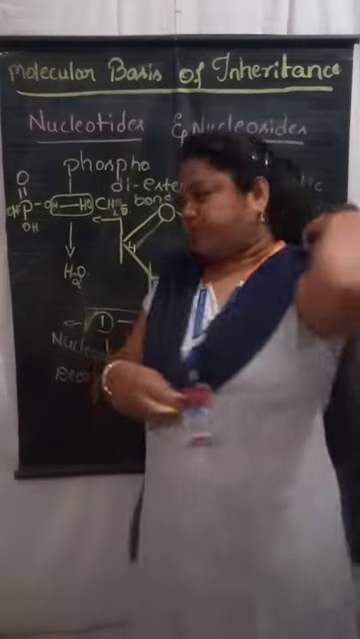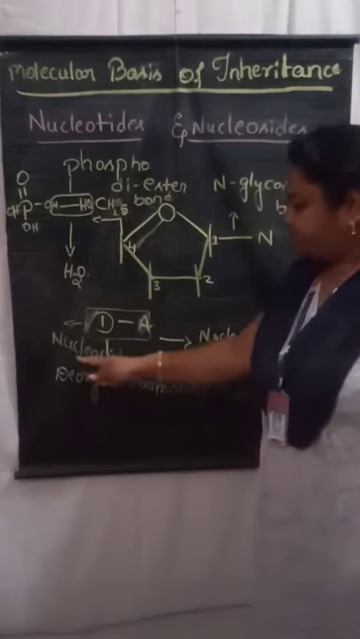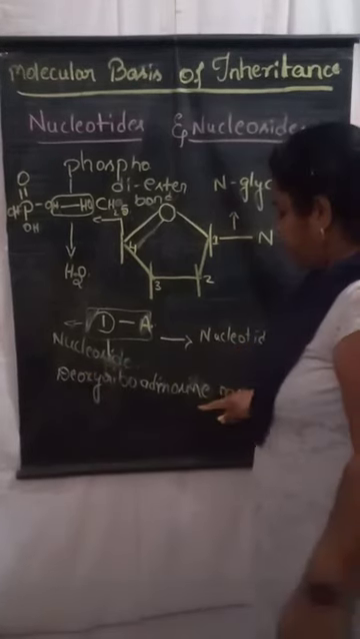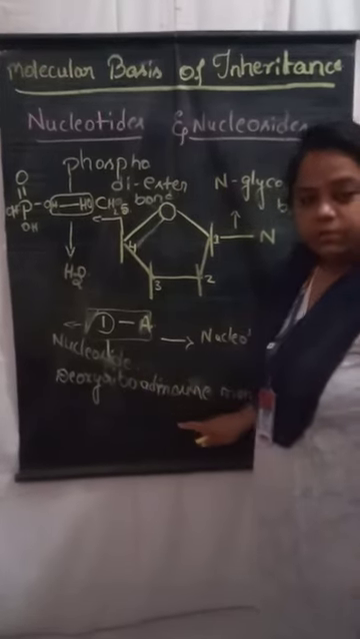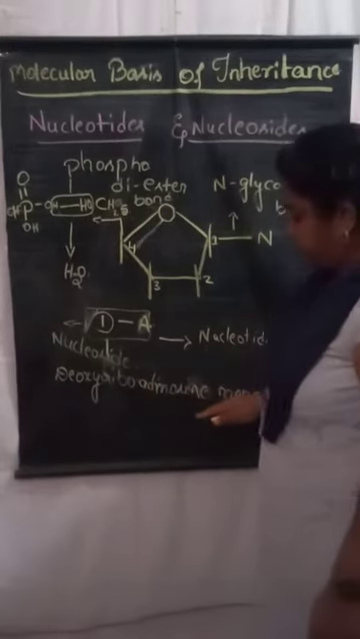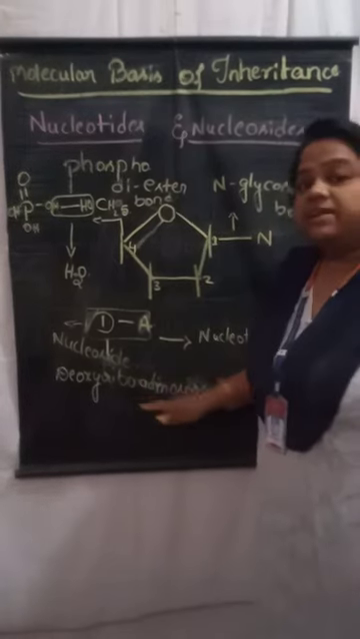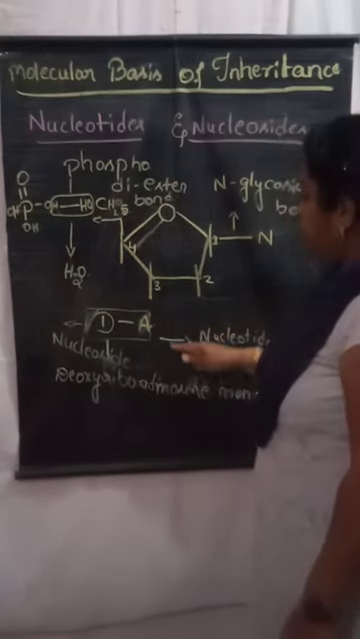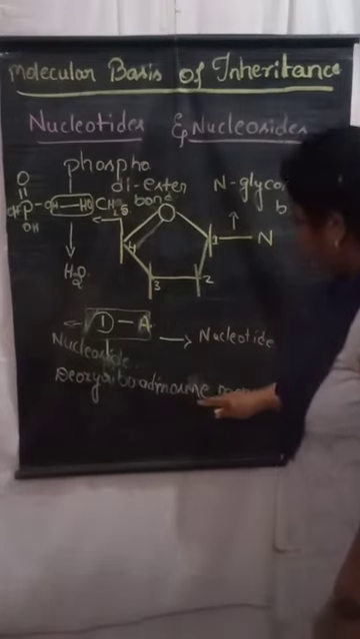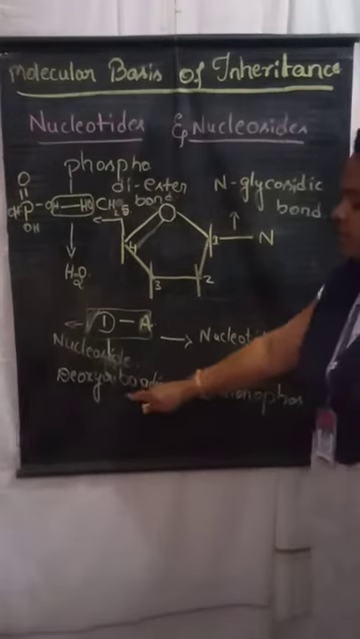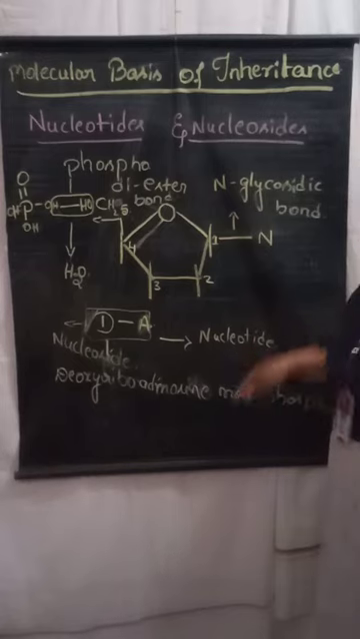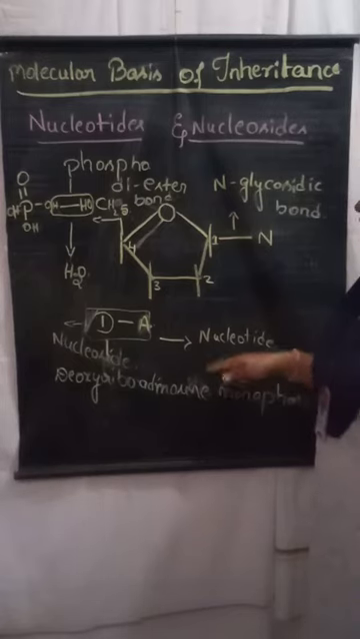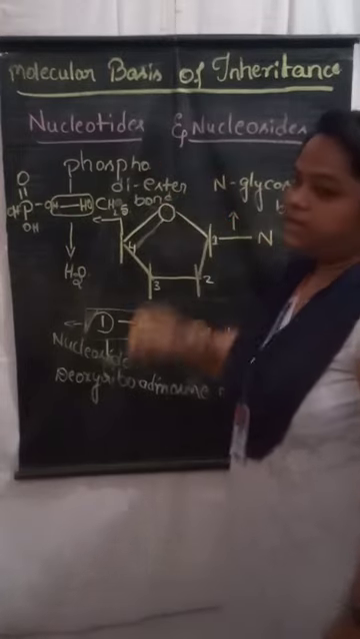While naming, in the case of nucleosides: deoxyadenosine, deoxyguanosine, deoxycytidine, uridine, deoxythymidine. While naming the nucleotides: deoxyadenosine monophosphate, deoxyguanosine monophosphate. Like this we have to name the nucleotides and the nucleosides.